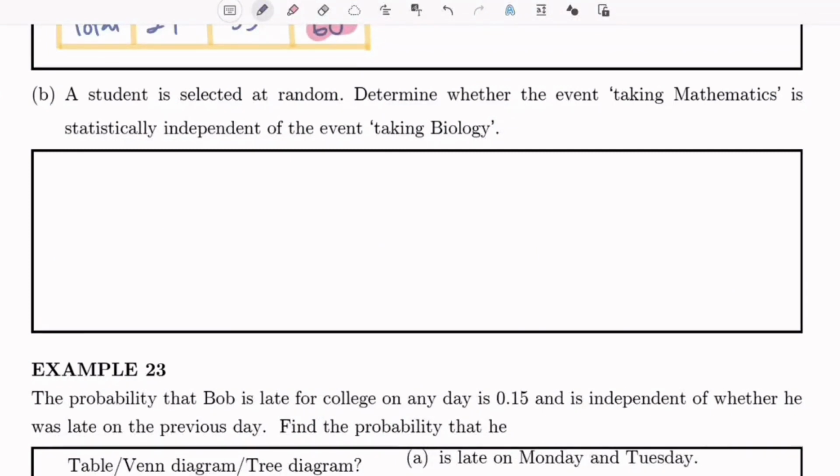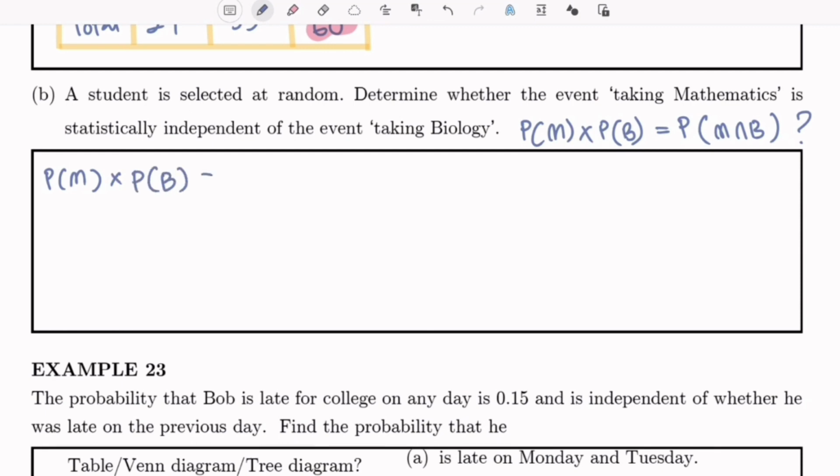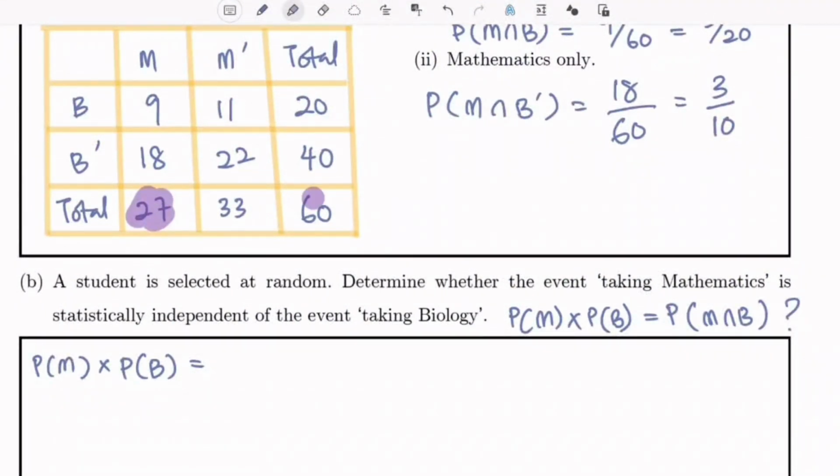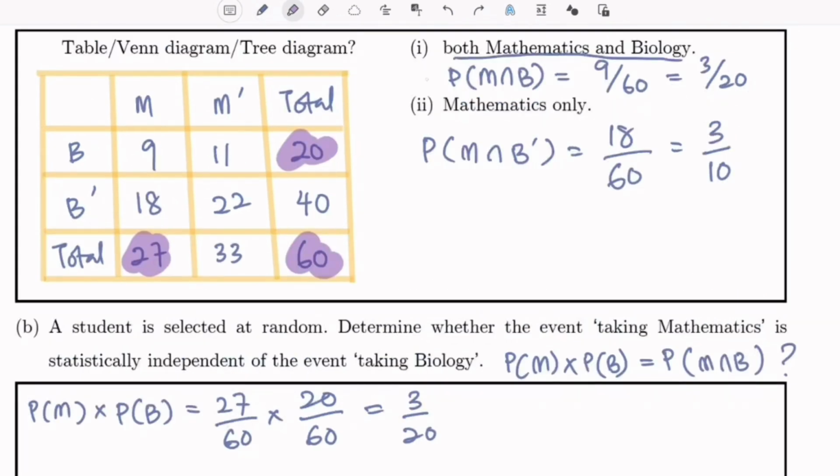A student is selected at random. Determine whether the event taking mathematics is statistically independent of the event taking biology. The probability of M times the probability of B equal to the probability of M intersect B. So P(M) times P(B) equals, P(M) is 27 over 60, then P(B) is 20 over 60. 27 over 60 times 20 over 60. Simplify that and you get 3 over 20. We have already calculated P(M intersect B) and we get 3 over 20.